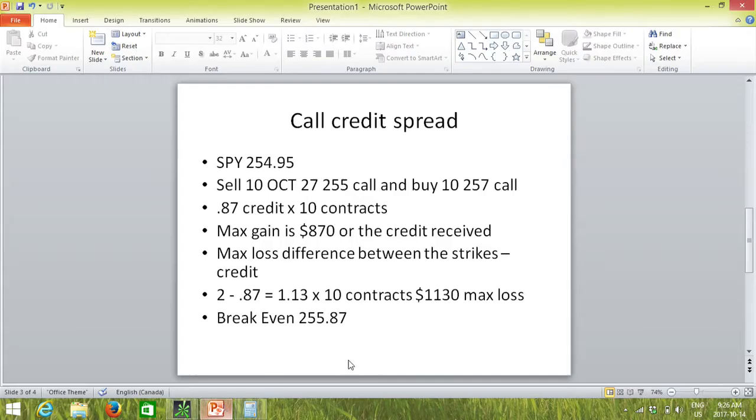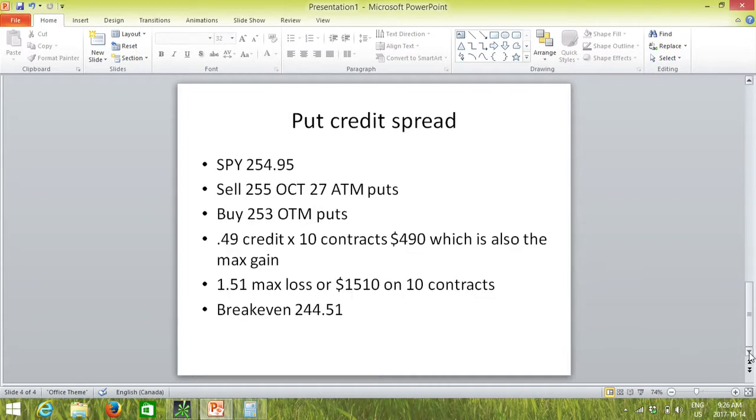Okay, let's look at the put spread. Again, it's just the opposite of the call spread. You just have to think about it a little bit differently. Same thing: take the SPY at 254.95 where it closed out Friday. But in this case, you're selling the 255 October 27th at the money puts, but buying the 253 out of the money puts, because 253 is going to be out of the money in terms of a put.